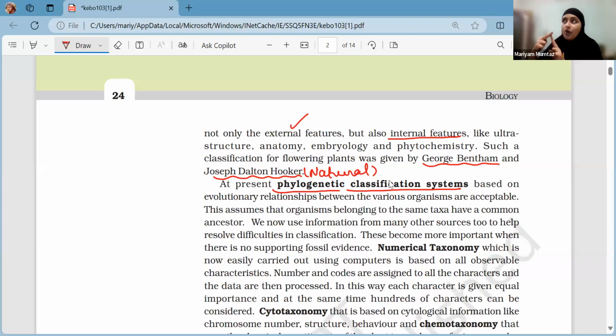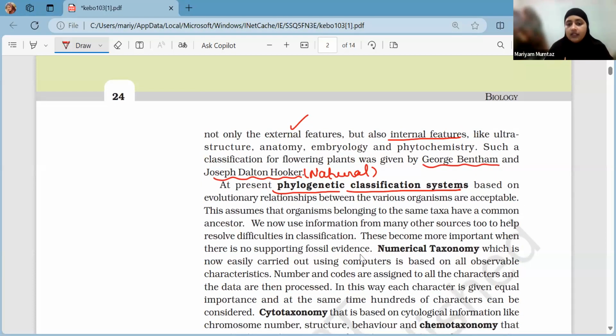Like, okay, if one common ancestor is there, then you would think that their body structure will be same, some of their activities will be same, because they have one common ancestor. This is the reason why the best system of classification is phylogenetic, because alongside external features, alongside internal features, it is also taking the ancestry, the evolutionary history into consideration. Clear?